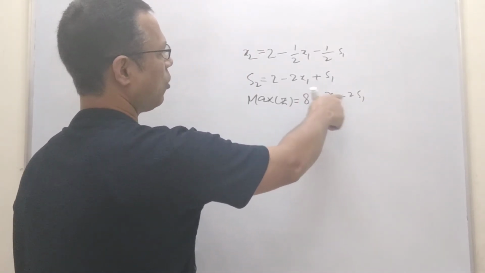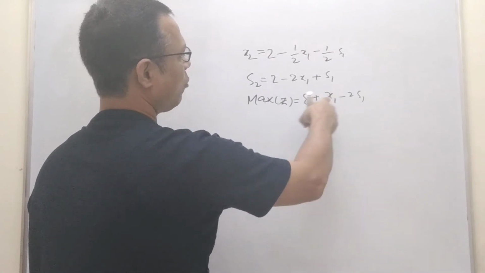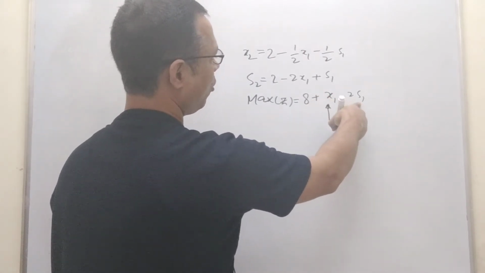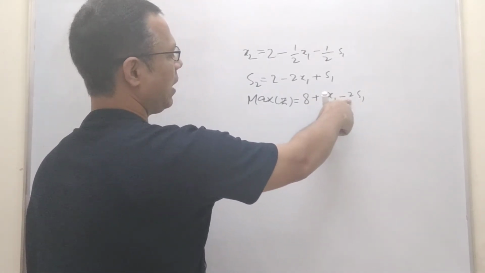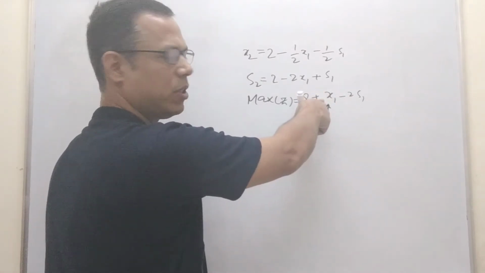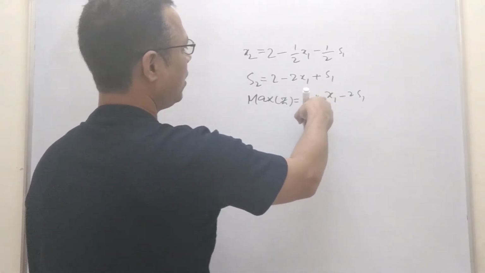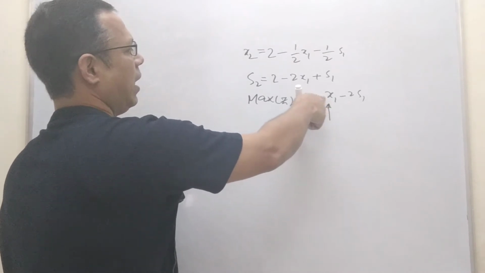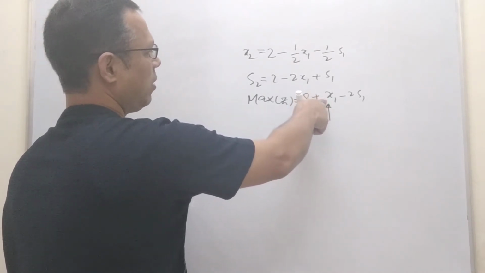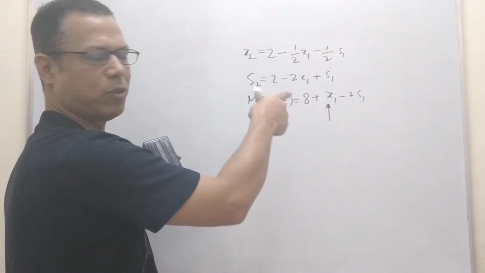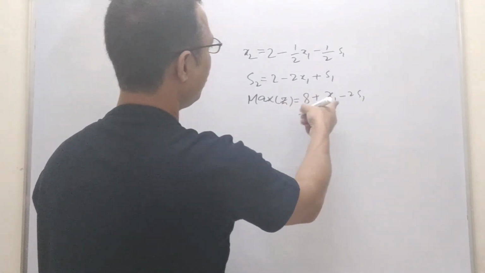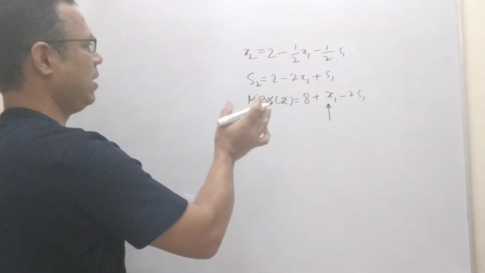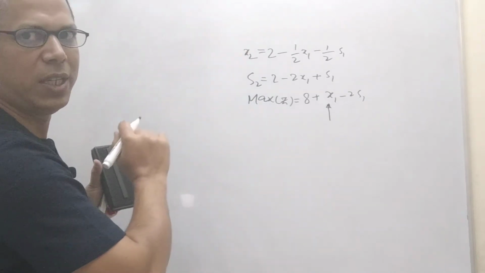We need to check the coefficients of the variables. There are two variables, x1 and s1. Out of these two, s1 gives the negative coefficient and only x1 has the positive coefficient. So only this largest positive value may be considered. So x1 is going to enter into the basis. It is already decided that x1 is going to enter into the basis.